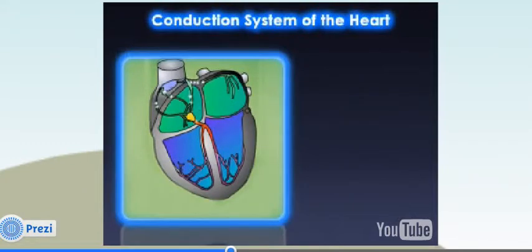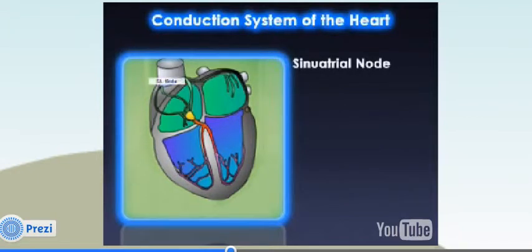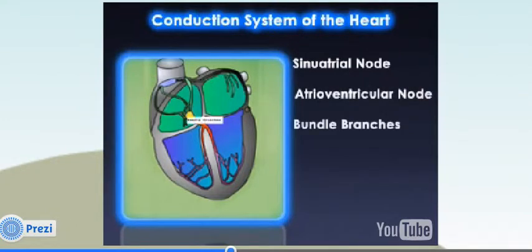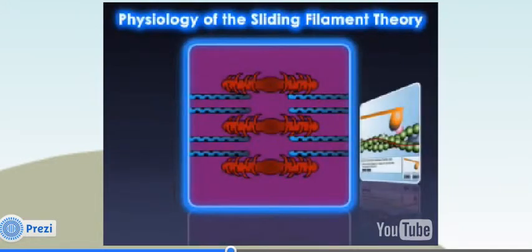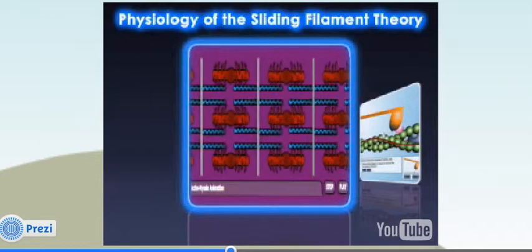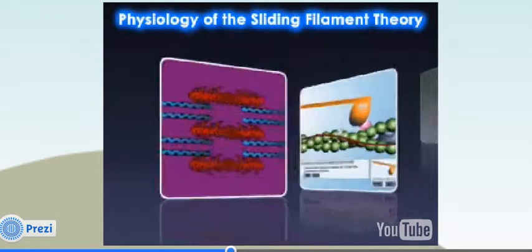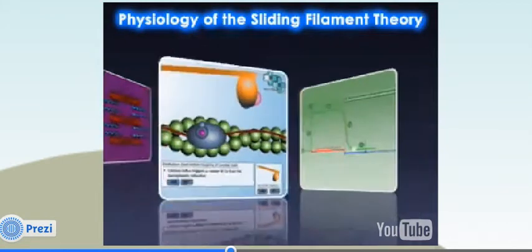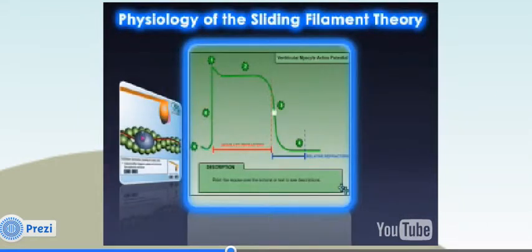These are the main components of the cardiac conduction system, which cause the heart muscles to contract rhythmically. They are the SA node or sinoatrial node, atrioventricular node labeled as AV node, bundle of His, bundle branches, and Purkinje fibers. According to the physiology of the sliding filament theory, the movement of thick and thin filaments relative to each other leads to the contraction and relaxation of the entire muscle.